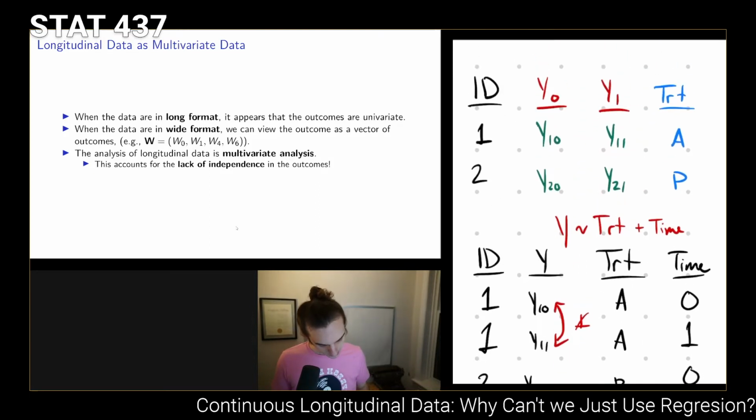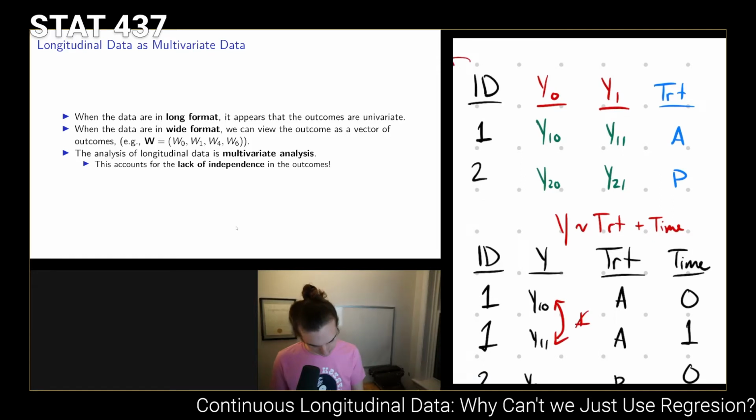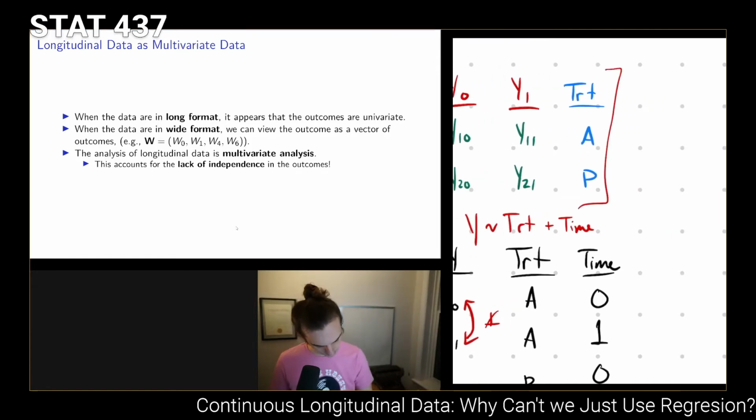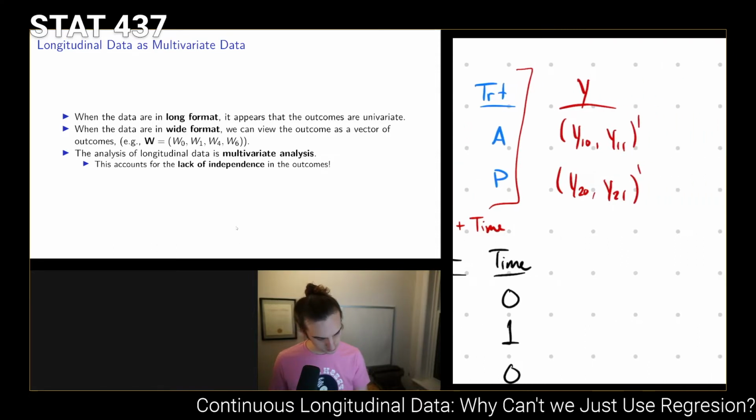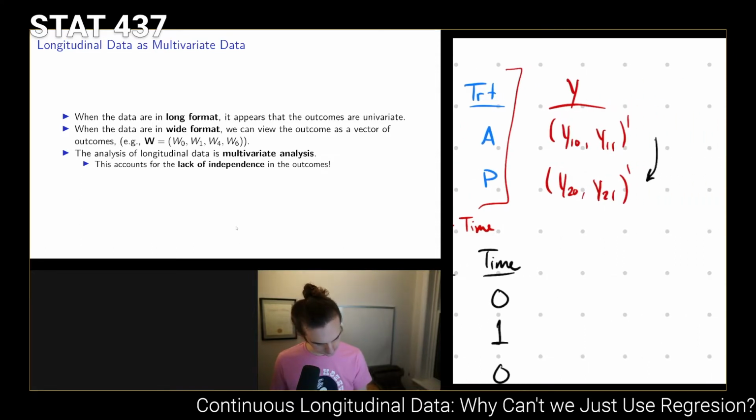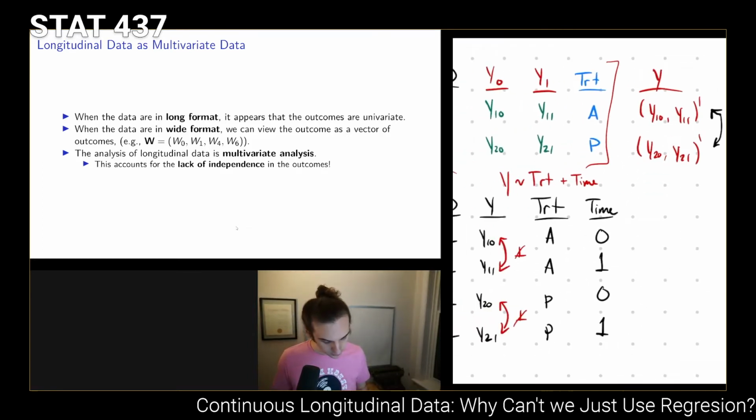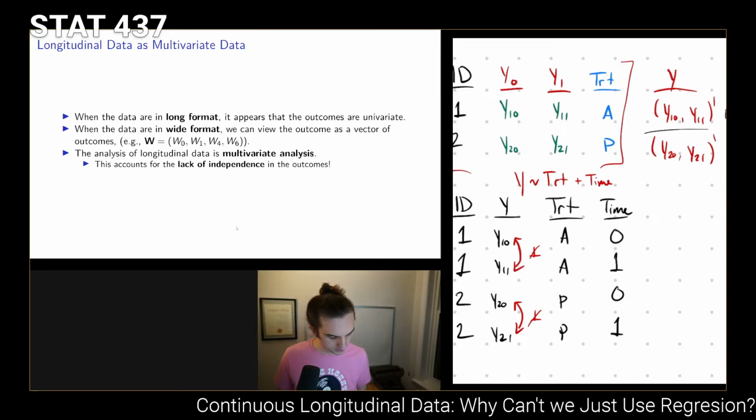Okay, but if we're back up here in this wide format table, if we think about writing this out as a y here, where this is a vector of y10, y11, write that as a vector, and then we write this y20, y21 as a vector, right? Well, now we have independence between these rows, right? So those rows are actually independent now. And so if we could find some way to analyze multivariate outcomes, now we're back to dealing with independence, okay?